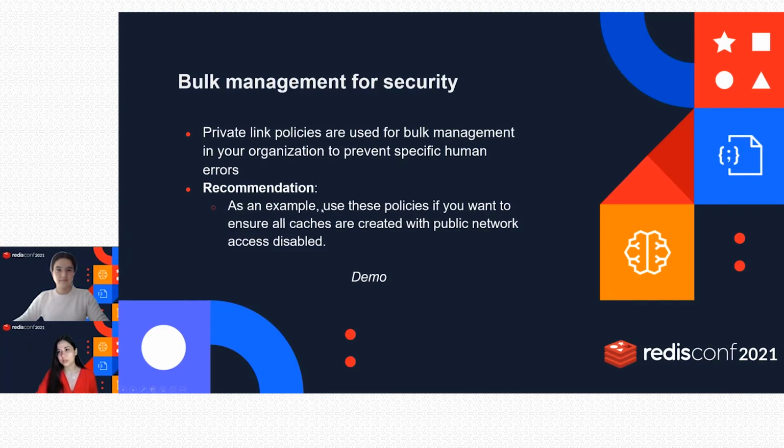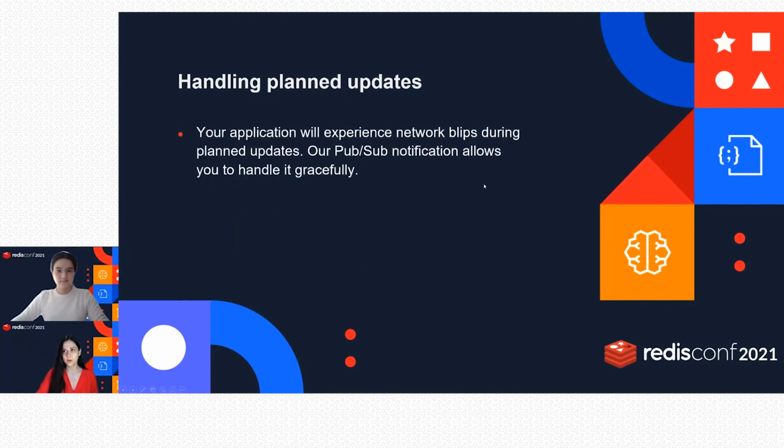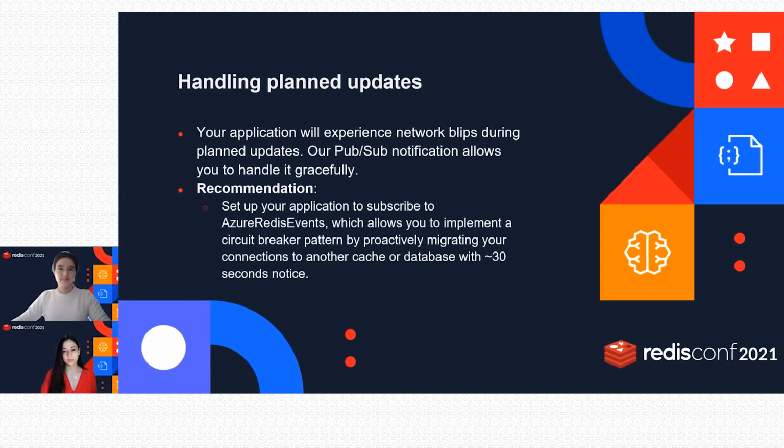And to go back to the presentation, the next topic that we had covered with them was planned updates. Because planned updates are always going to happen, and network blips will potentially occur on your application at this time. And we shared with them that we now have this pub sub notification that's going to allow them to handle those network blips gracefully. So our recommendation was to set up their application to subscribe to Azure Redis events, which will allow them to implement a circuit breaker pattern by proactively migrating their connections to either another cache instance they may have or a database. And it will give about a 30-second notice. So that's before one of these events may happen.